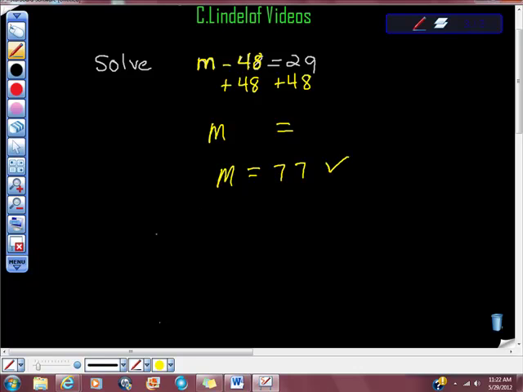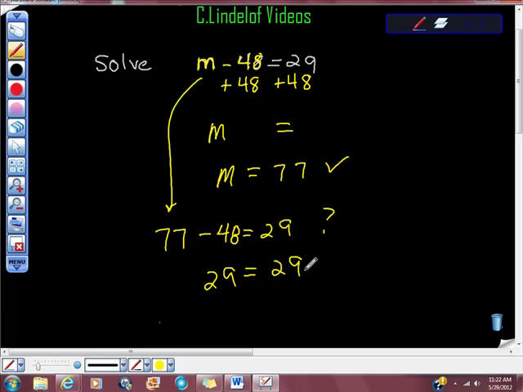That's what I believe. I'm going to go back here and just check this and make sure that I'm right. I say this 77, because that's m, right? I'm replacing this in substitution. 77 minus 48 is equal to 29, question mark. And lo and behold, 29 is equal to 29, and we have a balanced equation. So please remember, there's this addition rule of equality.